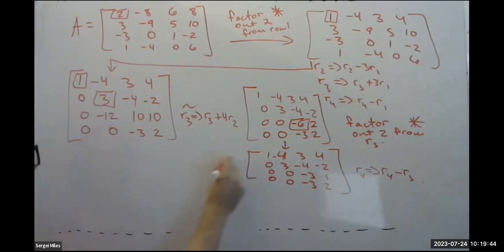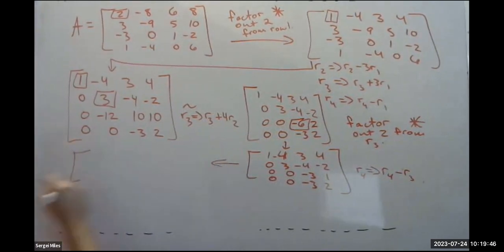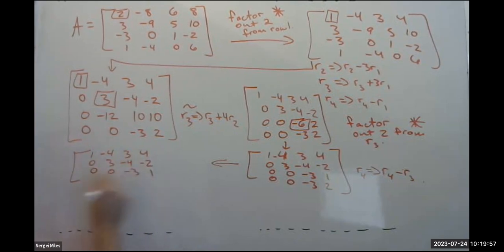And that is going to give me 1, negative 4, 3, 4, 0, 3, negative 4, negative 2, 0, 0, negative 3, 1, 0, 0. And now negative 3 minus negative 3 is 0. 2 minus 1 is 1.